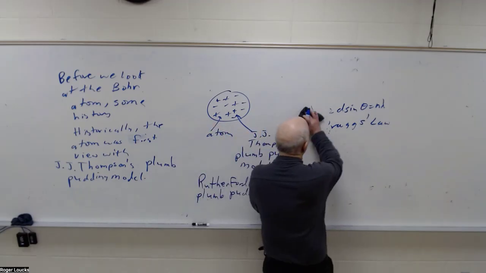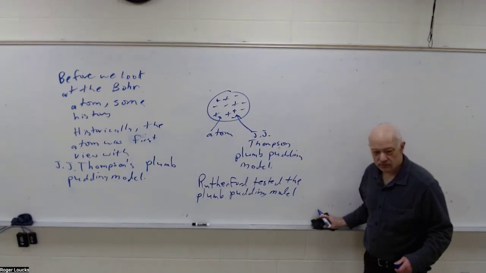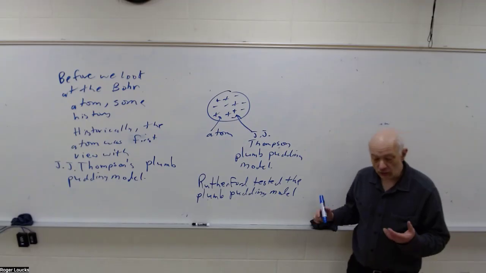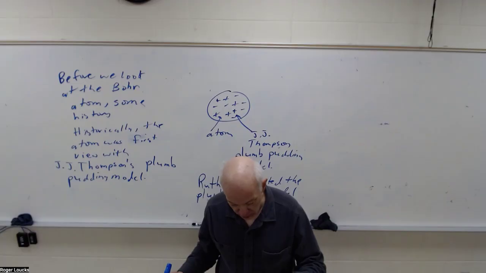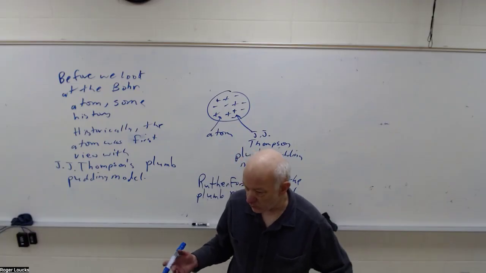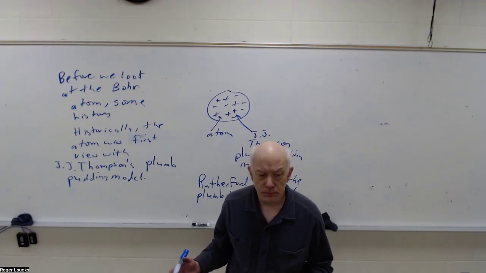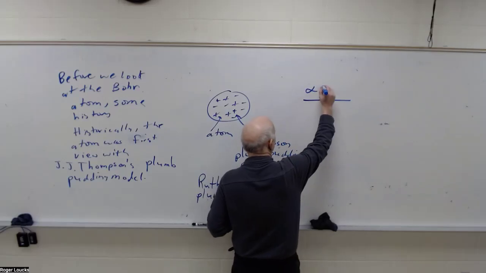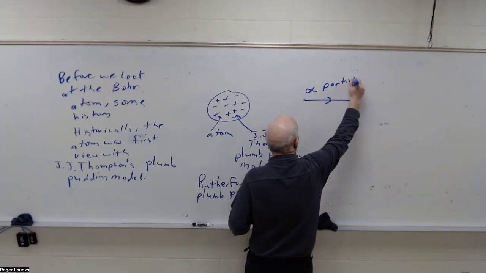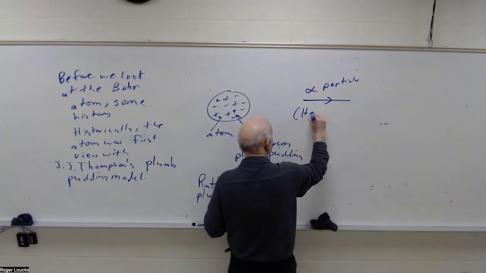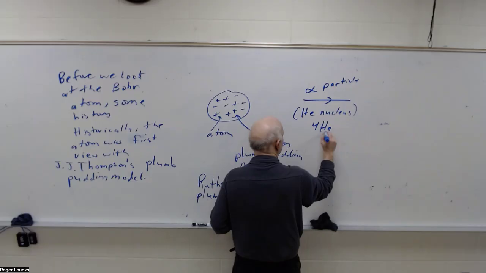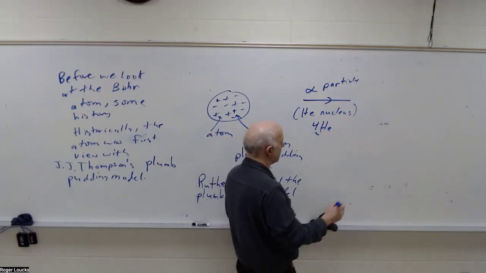Okay. How did he test it? Yeah, so radiation had been discovered, and one of the types of radiation is called an alpha particle. What is an alpha particle? It's a helium nucleus. So what he did, he took alpha particles here. So here are alpha. Alpha particles are basically helium nuclei. Okay, so it's these. And he fired them on that gold foil.